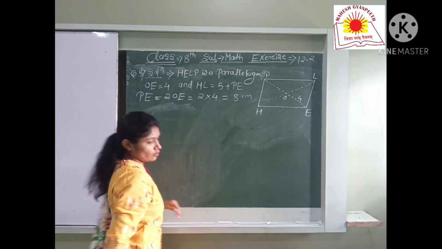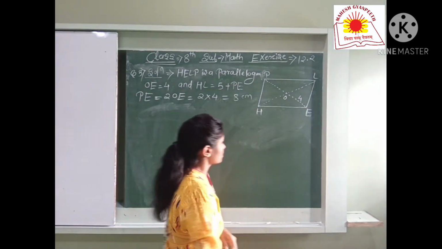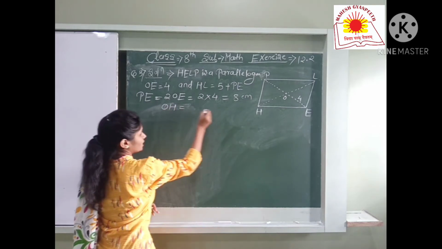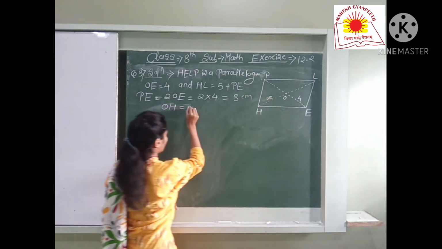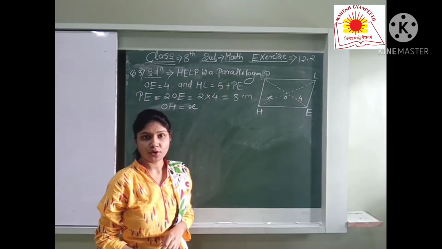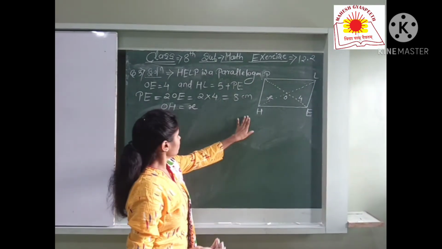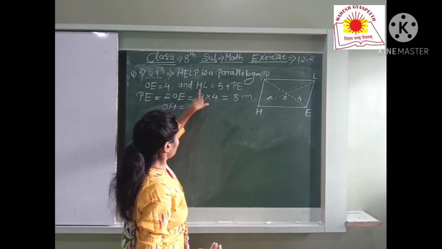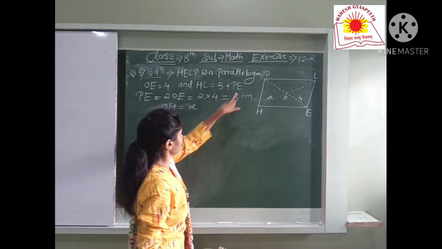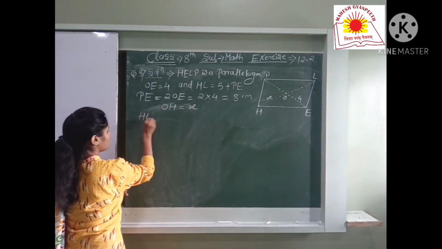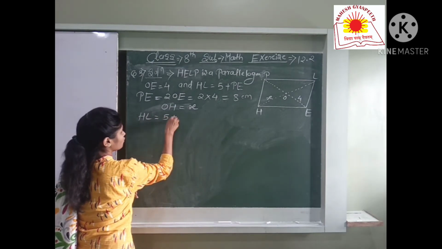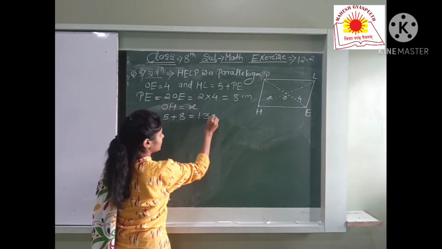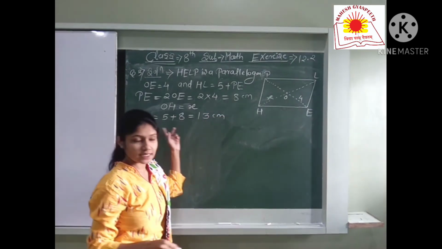You have to find the value of OH. Consider that OH is equal to x. Find the value of OH, not HL. You are given the value of HL. What is the value of HL? The value of HL is equal to 5u plus P. So what is the exact value of HL? 5u plus... what is the value of P? It's 8. 8 plus 5, 13 centimeter. So HL is 13 centimeter.